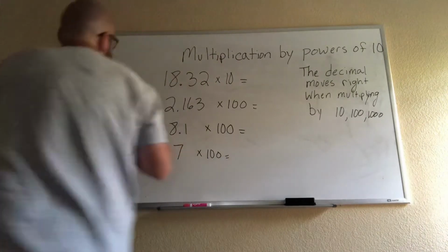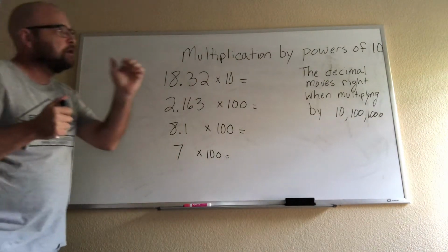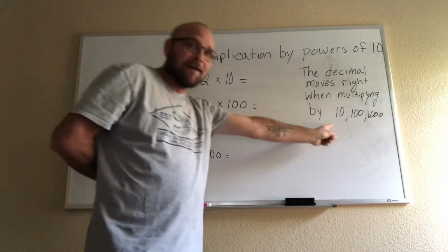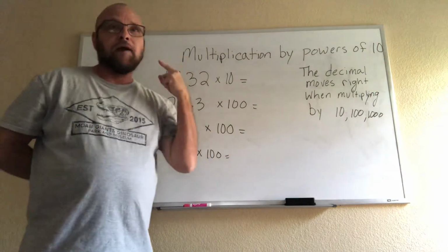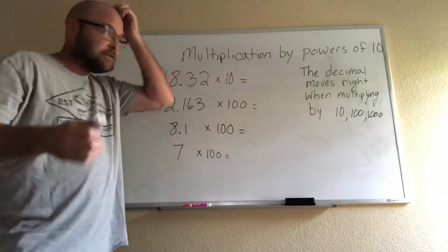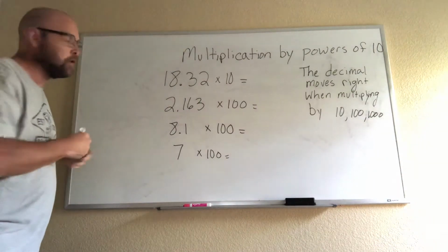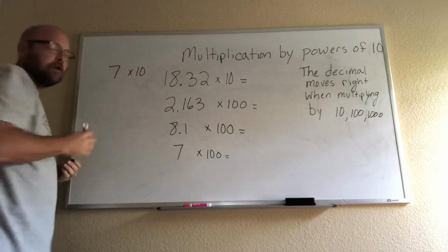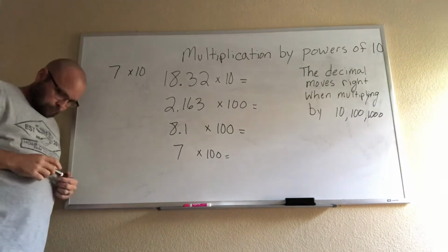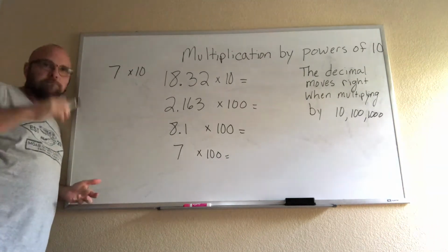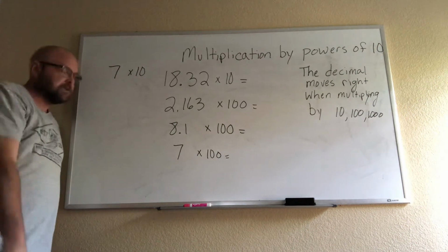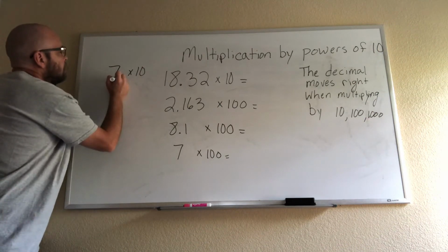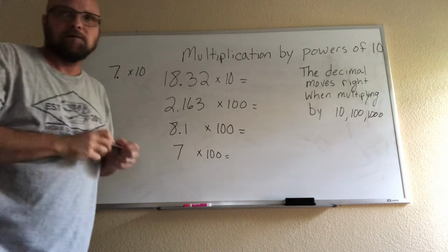So if we look at this, as the notes say, you're moving the decimal point to the right. When we multiply by 10, we're moving the decimal point to the right one time. And you asked why. Well, let's look at a whole number that you already know how to do. Let's look at 7 times 10. What is 7 times 10? Anyone? 70. 70, good. The 7 is in the ones place.